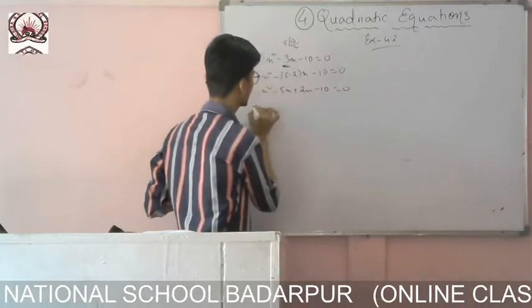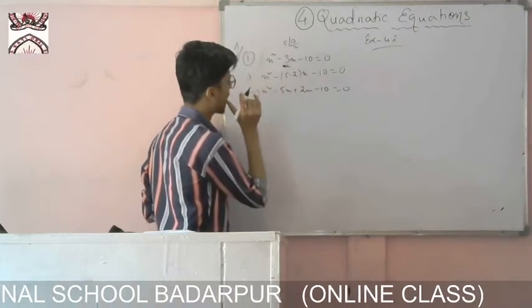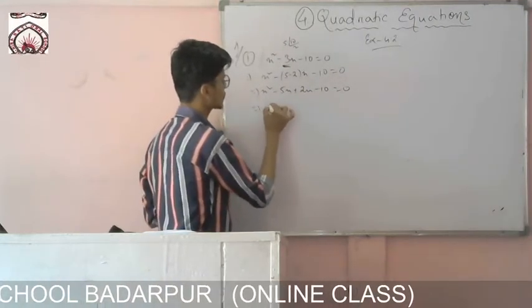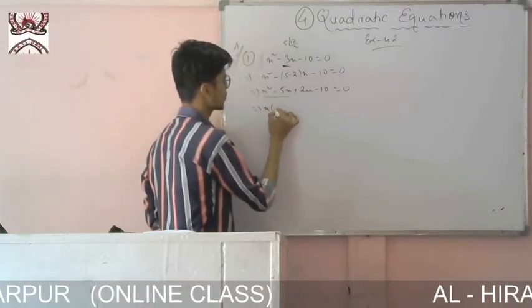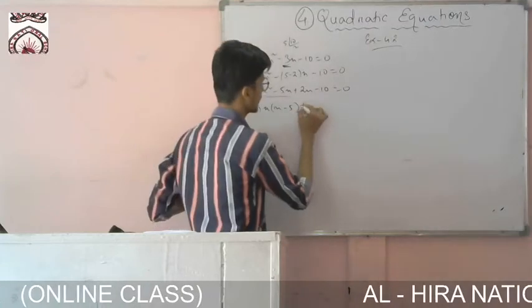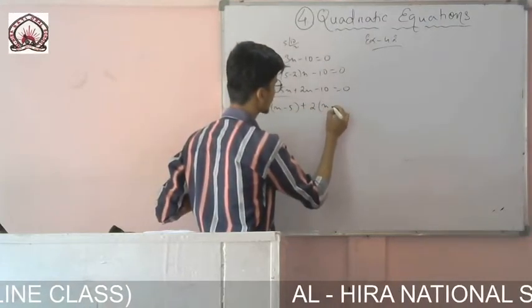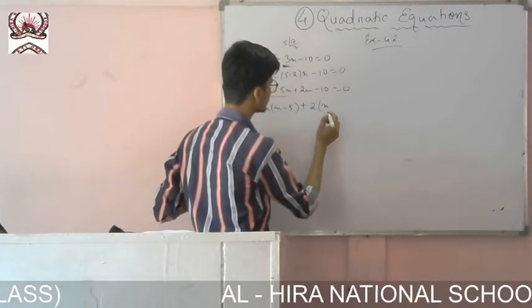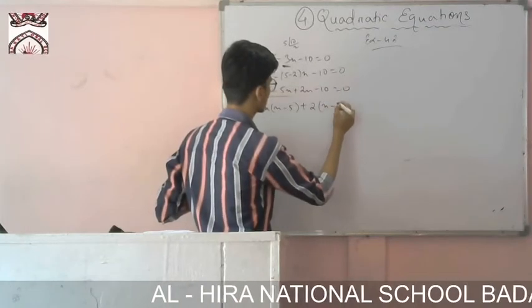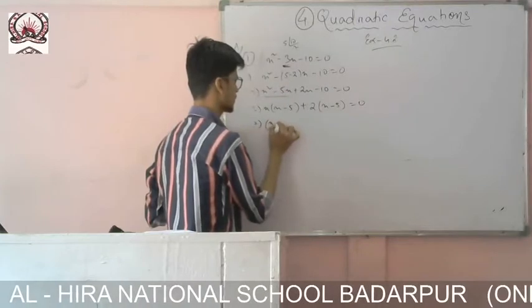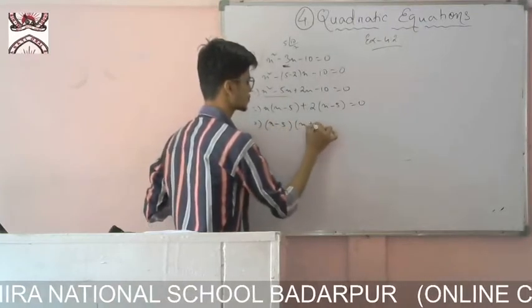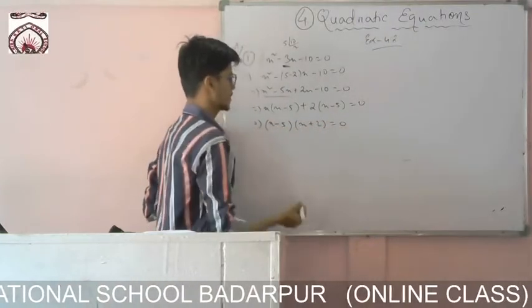equals to 0. So x square, if I take common now from this one, then x will be common, so it will be x minus 5, and there 2 will be common, so it will be x minus 5 equals to 0. That means x minus 5 into x plus 2 equals to 0.